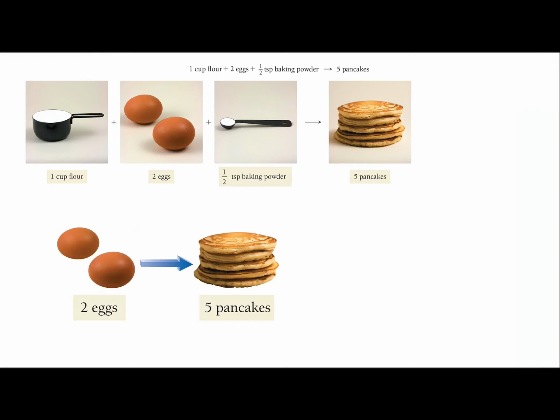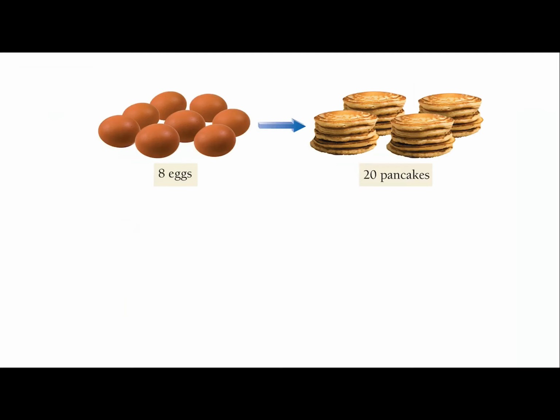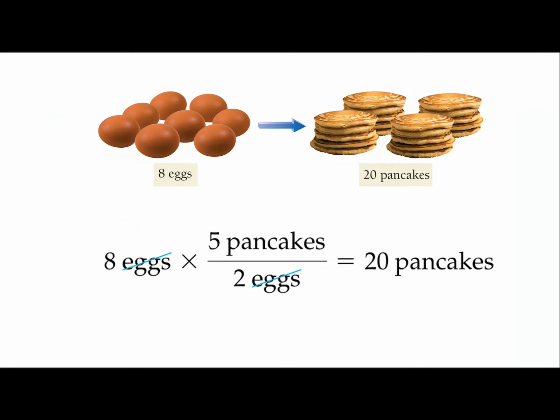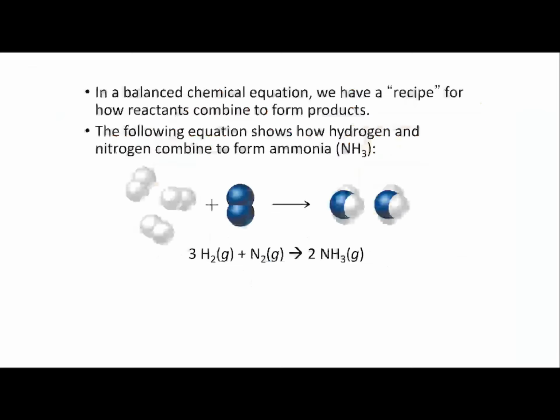Sorry, I actually had images for all of the worked out math we just did. So you can see that we could predict how many products we would get, in this case pancakes, from a starting number of eggs. So in a balanced chemical equation, it's the same way. The balanced chemical equation is the recipe for how these reactants will combine together.